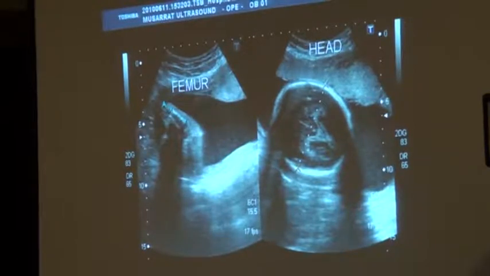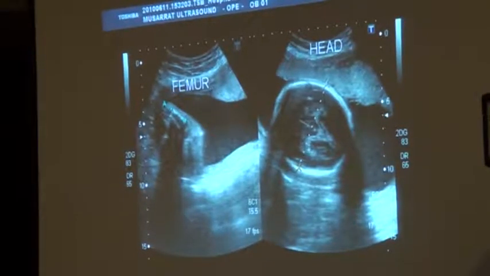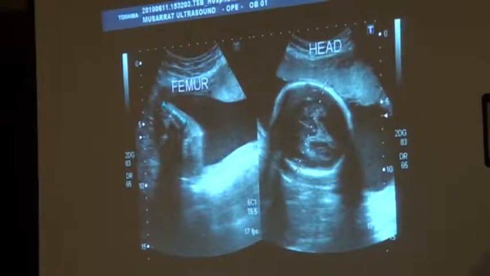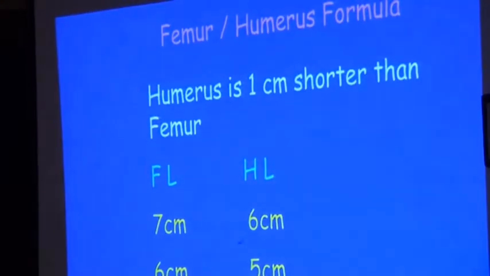So you will learn something during measurements which nobody can teach. So measure as many times and measure many things at that time when you're doing the pregnancy scan.